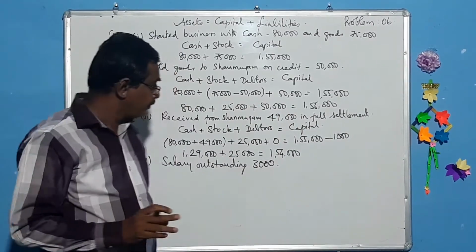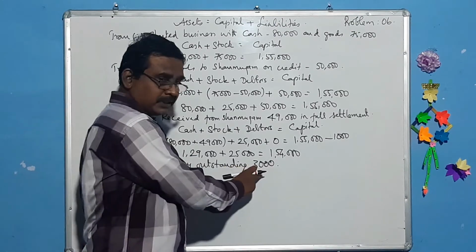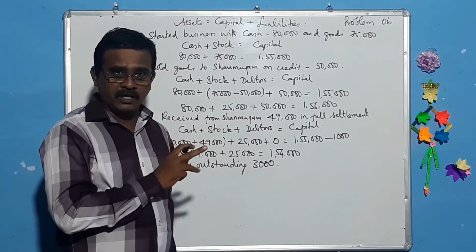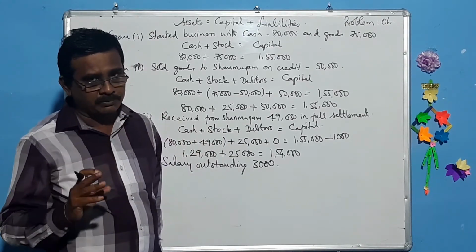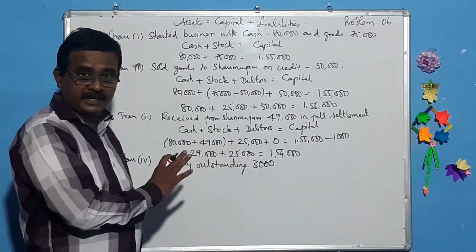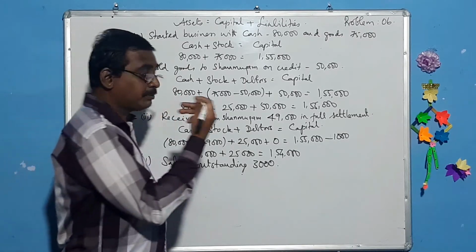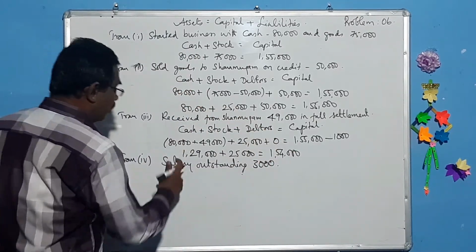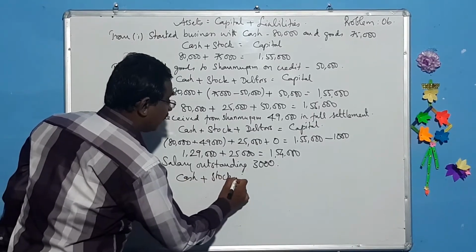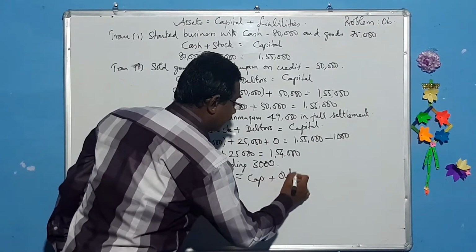Again, listen to me. This is an expense. Salary is an expense 3,000. This expense should be subtracted from the capital, because all expenses and losses should be subtracted. And at the same time, we have not paid this salary. So this remains a liability. So it should be shown in the liability side. Now, what are the items that come? Cash plus stock is equal to capital plus outstanding salary.